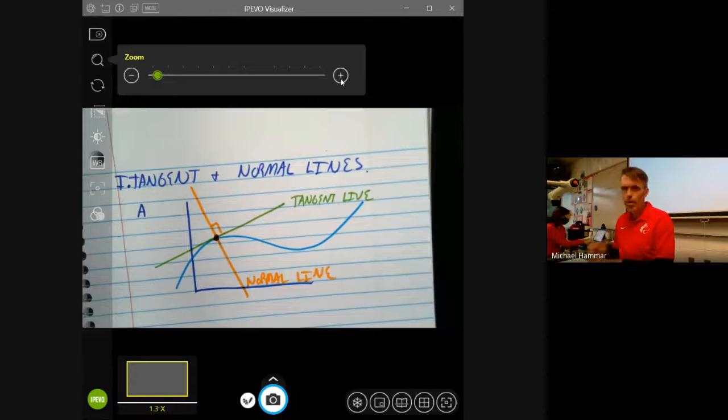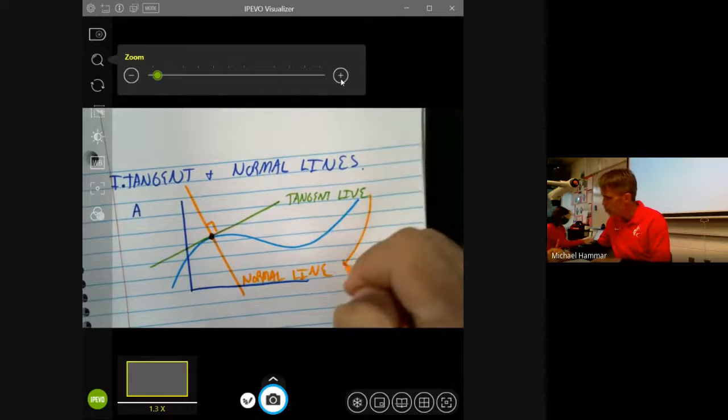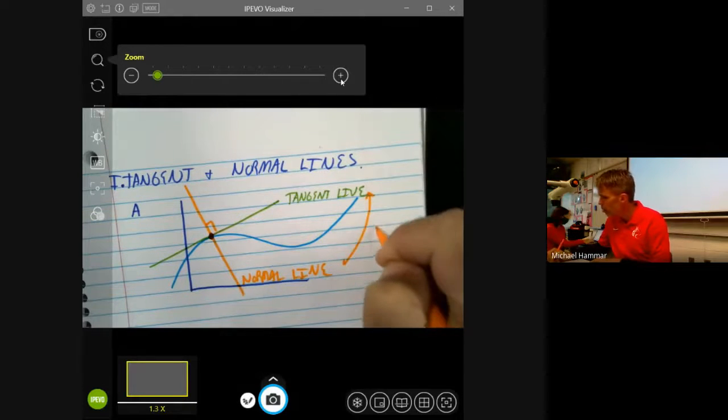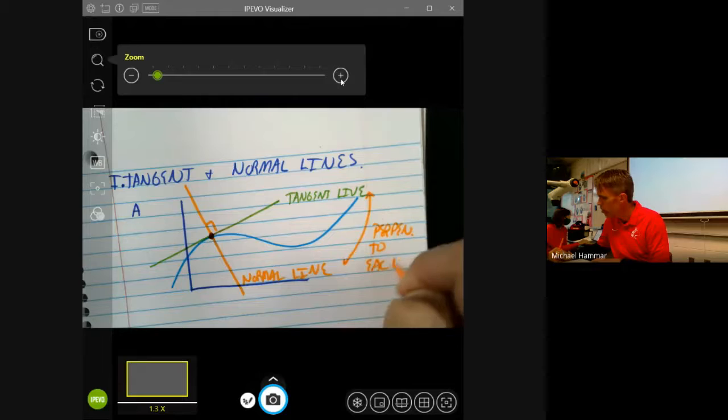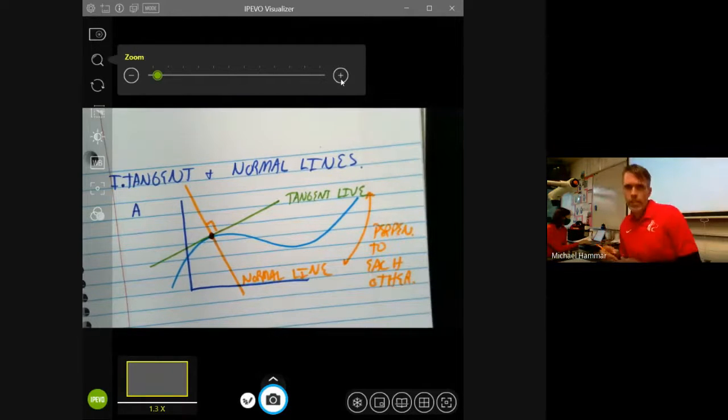So the thing to remember is that these two lines are perpendicular to each other. Okay? So that's the first thing that you need to know, is you need to know what they are. So a tangent line is that line that goes through that single point. The normal line is the one that goes through the same point, but it's 90 degrees to the tangent.